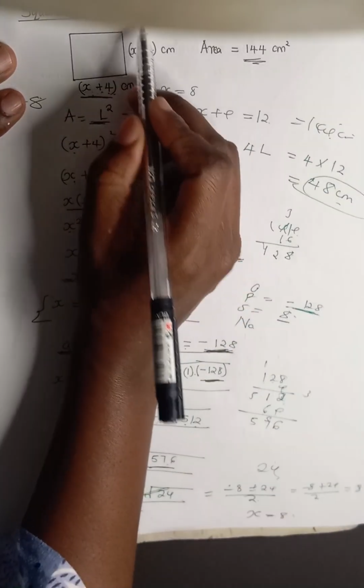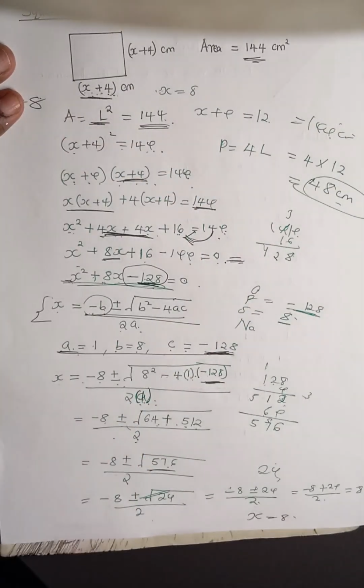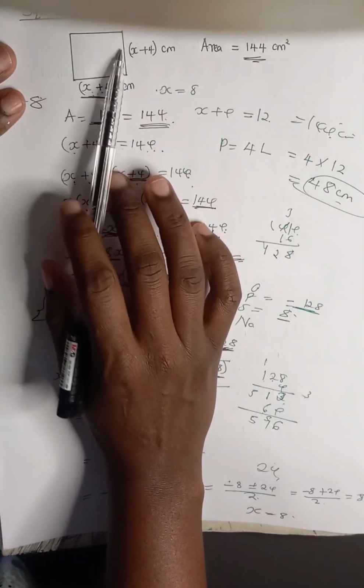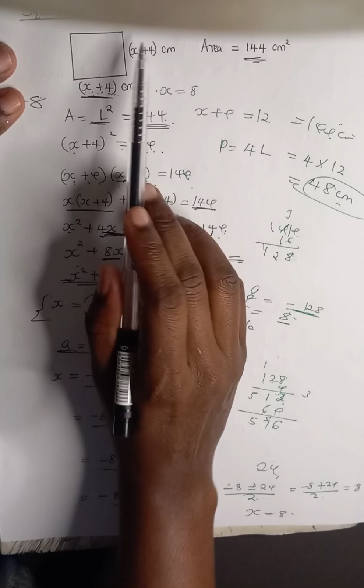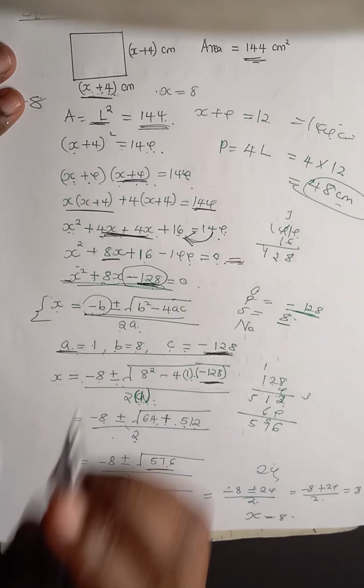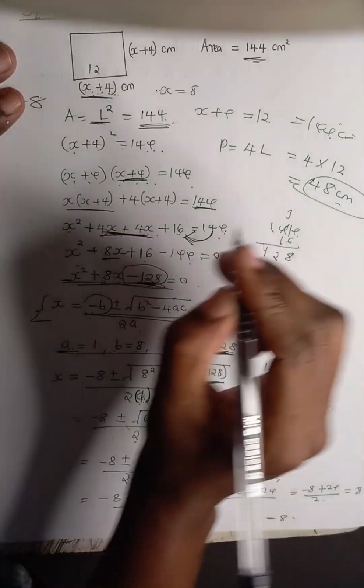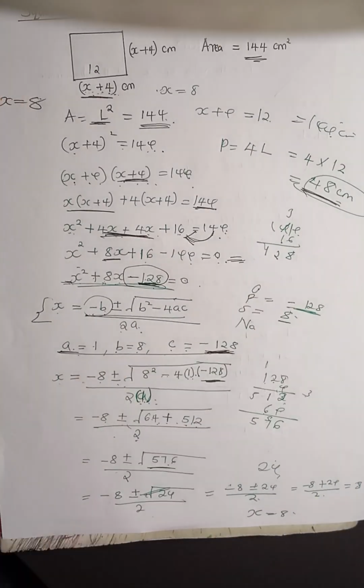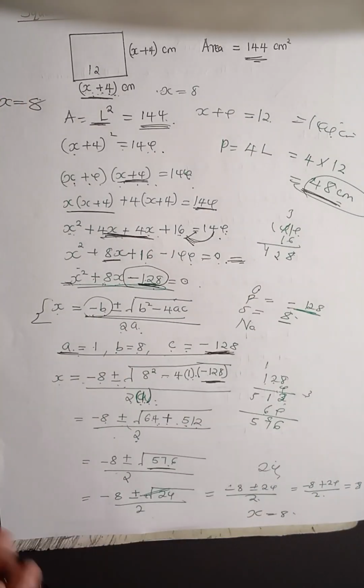Now, next we have to find the perimeter of this figure. And you know the perimeter of a square is 4 times the length, or 4 times the side. This side plus this plus this plus this. Now, we take 12 times 4. And 12 times 4 is 48. That means the perimeter of our figure is 48 centimeters.